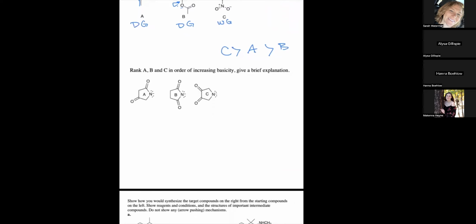Cool. So then with this, rank A, B, C in order of increasing basicity. What this is asking is which nitrogen will pick up a hydrogen? What do you guys think? Would C be the one that is most likely to pick up a hydrogen? Yeah, so it's got the strongest basicity, right? So C is the strongest.